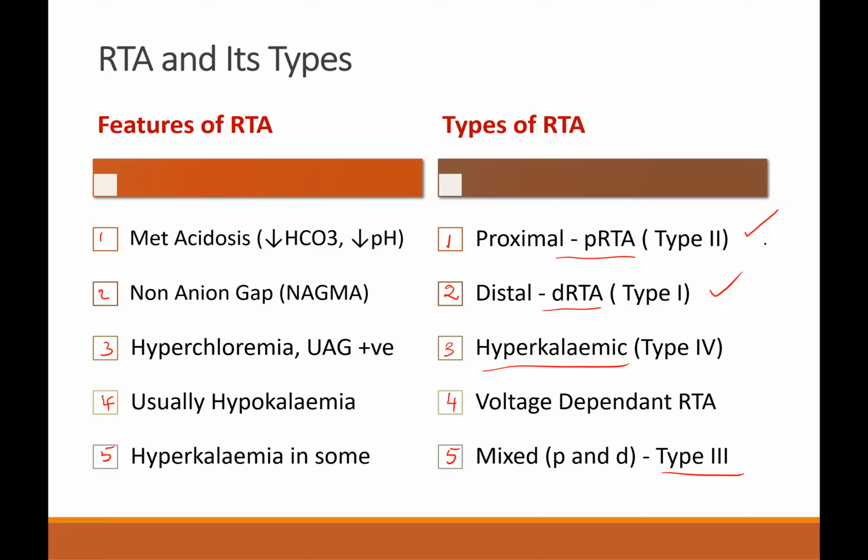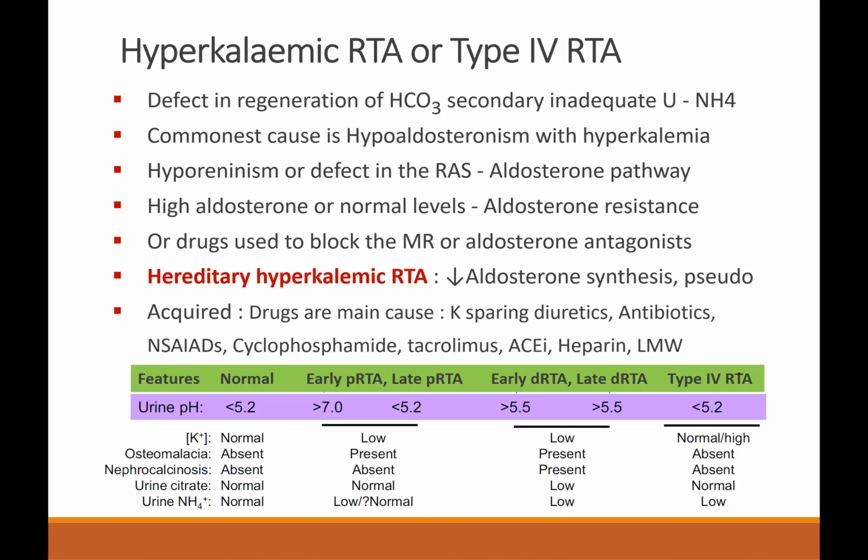Out of these, we have already covered the proximal RTA and the DRTA. So let us see the remaining types today and also see the algorithmic workup, how we go about it in a patient systematically. So hyperkalemic RTA, also called the type 4 RTA. Here, the usual feature of RTA is hypokalemia, low potassium. But here, instead of low potassium, we have hyperkalemia.